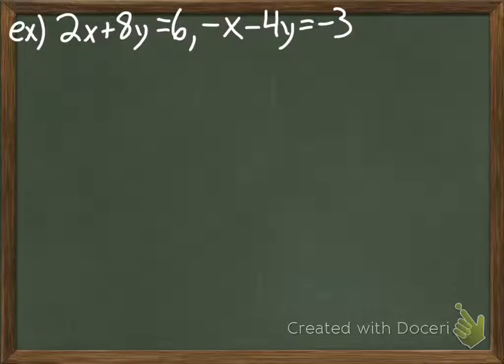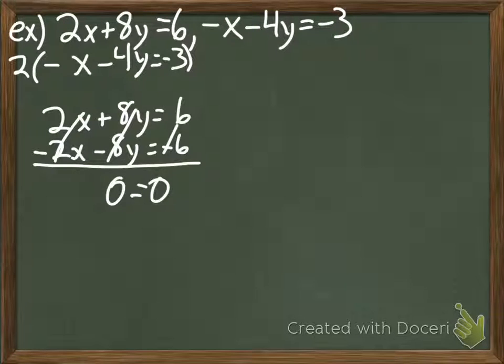Okay. Next, I want you to try this example and tell me what happens. So go ahead, pause the video, solve this with your group now. So here's what happens when you solve this using elimination. And you see that we get 0 equals 0. And if you solved it using substitution or you graphed it, you'd see something similar.